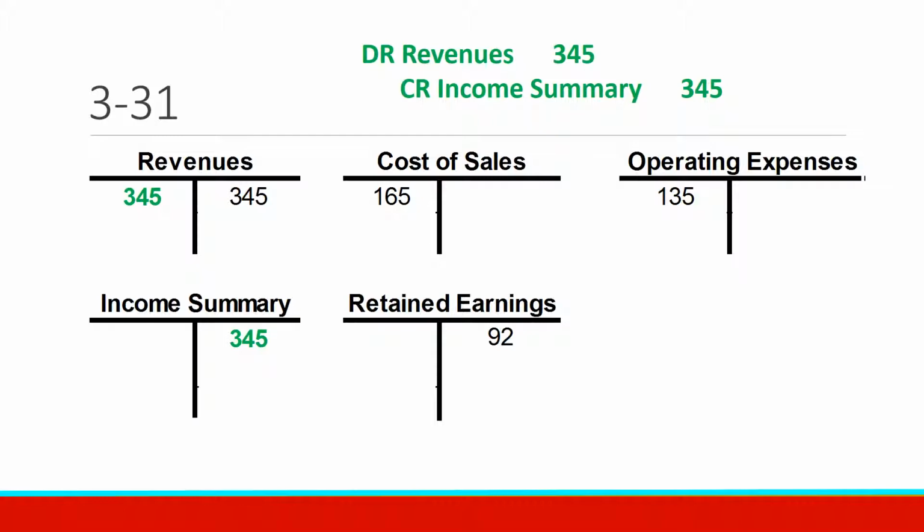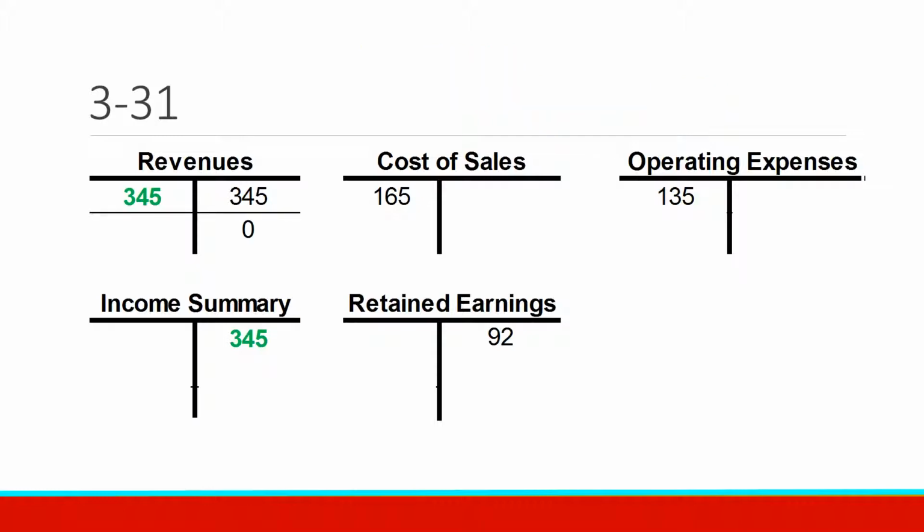Now we need to make a credit. What we're going to credit is the T account called Income Summary. Income Summary is going to gather together all the amounts in the various revenue and expense categories so that we can compute net income. We now have both a debit and a credit of $345 in the revenue account, so we can draw a line, add those two things together, and come up with an amount of 0 in revenues.